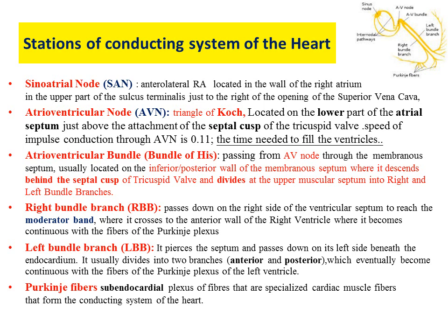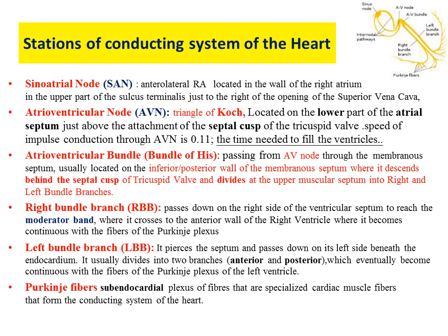For the left bundle branch, it pierces the interventricular septum and passes down on its left side, just beneath the endocardium, and usually divides into two branches, anterior and posterior. This is important if we are talking about some disease later on, like left bundle branch block or right bundle branch block, which part of the conducting system is being affected. This will be shown on some investigations like what is called the electrocardiogram.